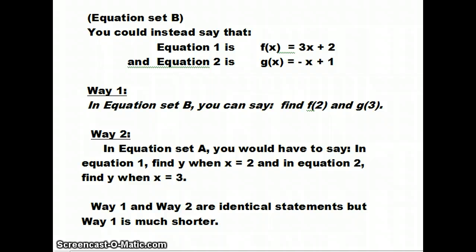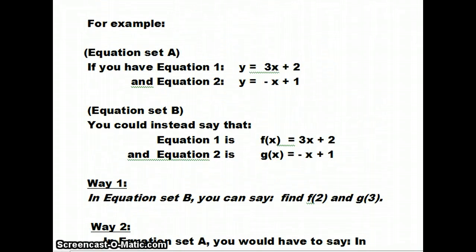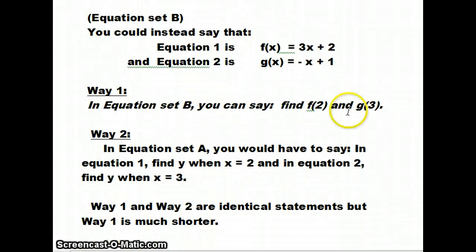The real reason that functional notation is used is it's basically a shortcut. If we have two equation sets, equation set A with equation 1 and equation 2, and equation set B where equation 1 was f of x and 2 was g of x, it's much faster to say find f of 2 and g of 3, and you would know that you would go to this equation for f and this equation for g. And the other way, you would have to complete this whole statement.